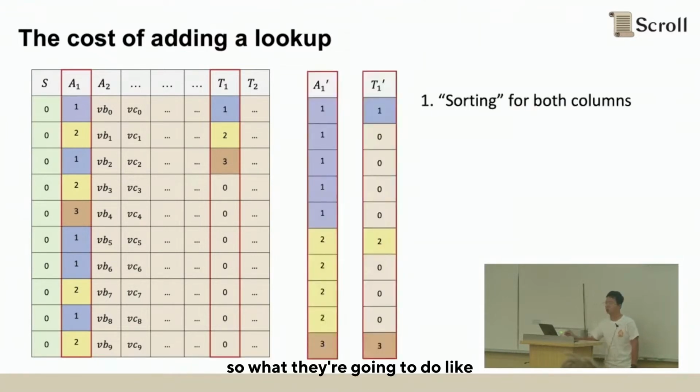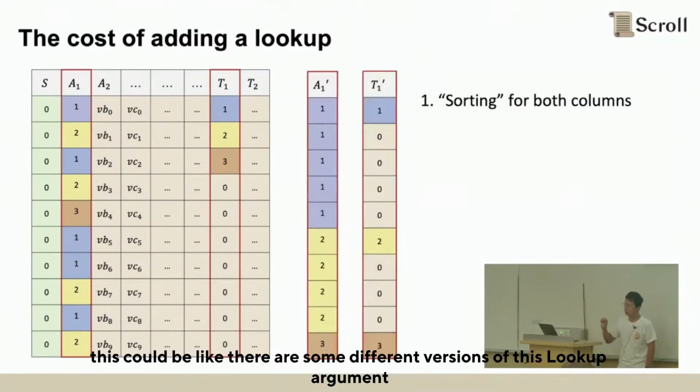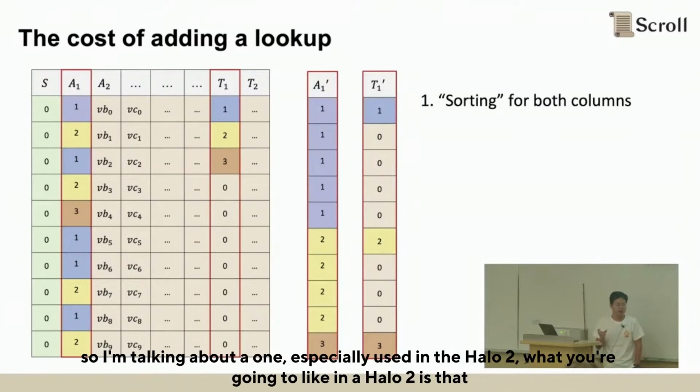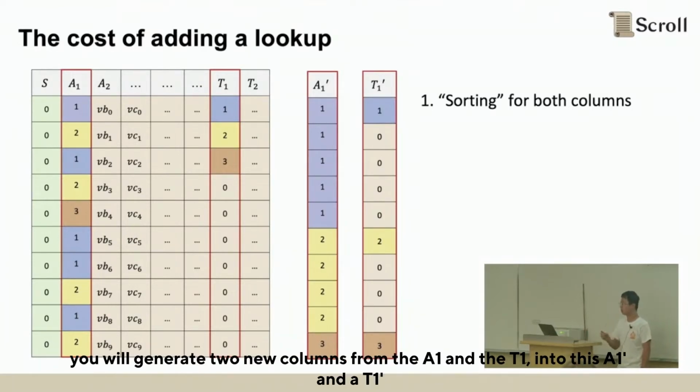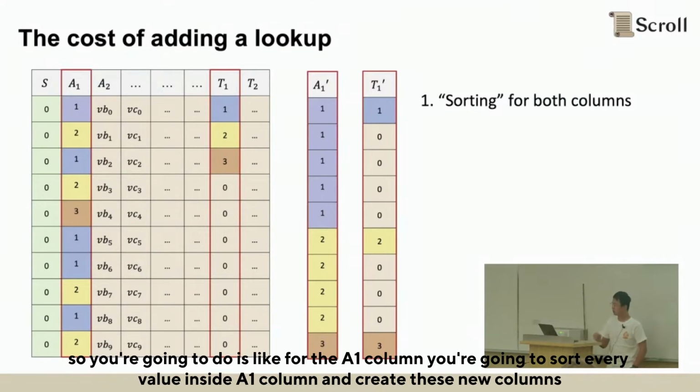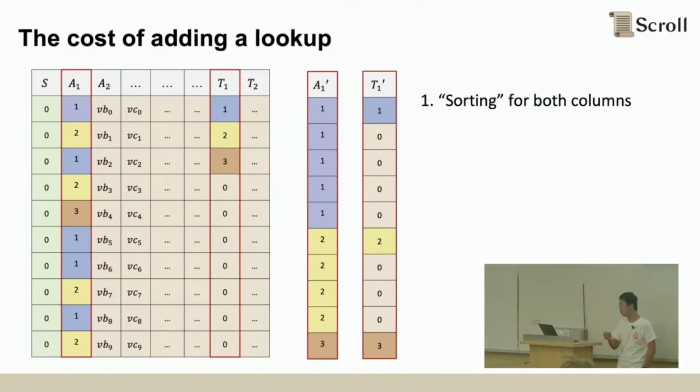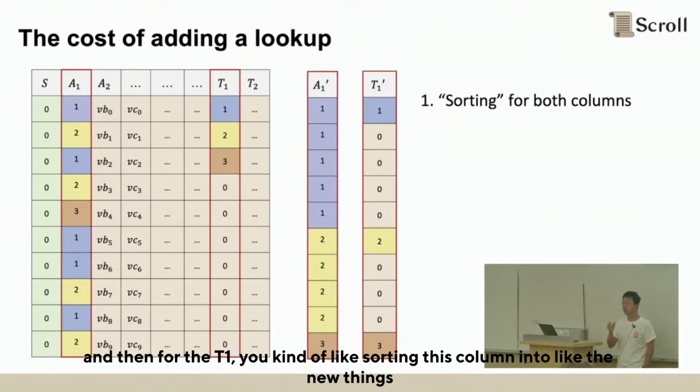There are different versions of this lookup argument, so I'm talking about the one specifically used in Halo2. In Halo2, you generate 2 new columns from A1 and T1, called A1 prime and T1 prime. For the A1 column, you sort every value inside it and create the new column. And for T1, you also sort this column into a new one.